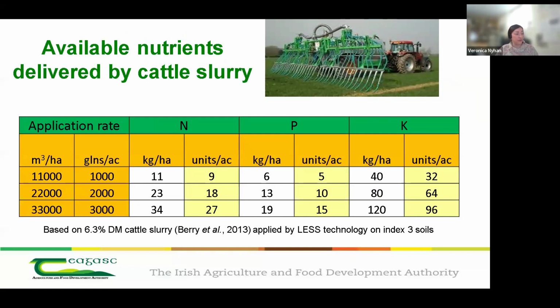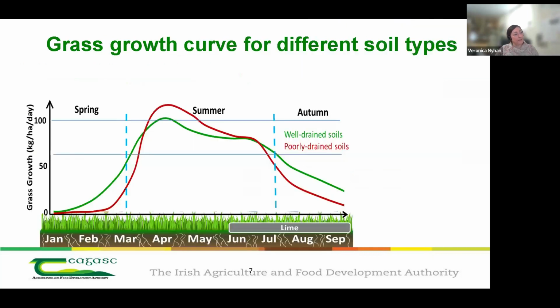You're talking about 34 kilograms of nitrogen per hectare, or 27 units of nitrogen per acre, 19 kgs per hectare of phosphorus, or 15 units per acre, or 120 kgs per hectare of potassium, and 96 units per acre. So a substantial input of nutrients for the 3,000 gallons. But its efficacy really depends on its time of application.